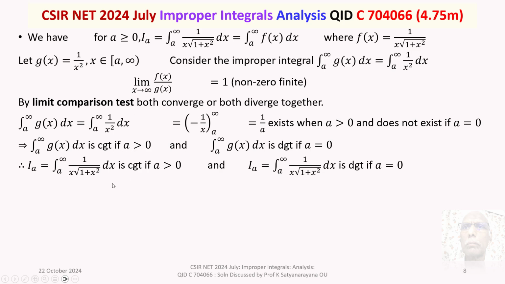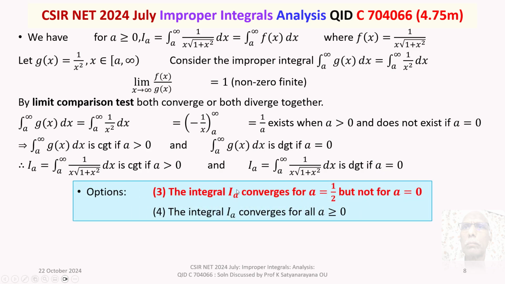So I of a, therefore, the same situation will be there for I of a. So I of a, which is integral a to infinity 1 by x under the square root of 1 plus x square dx, is convergent when a is positive, and it is divergent when a is 0. So suppose we take a is equal to 1 by 2, even then it is convergent. When a is 0, it is divergent.